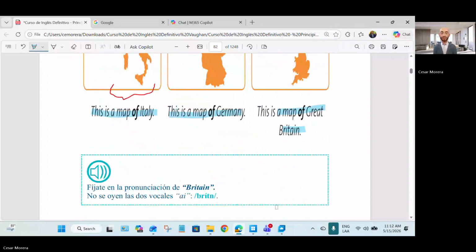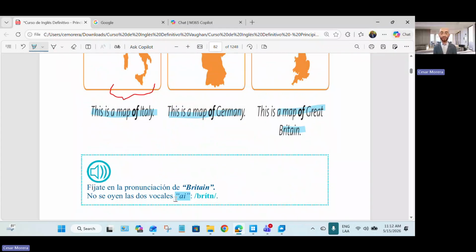So this actually is like Britain. The A and the E sound is not audible in that sense. The correct pronunciation will be something along the lines of: this is a map of Great Britain. So it will be more like this pronunciation, Britain. Only the end will be pronounced in this sentence.